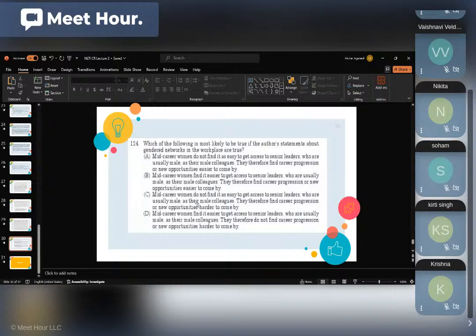Option C is correct because it says they do not find it easy and therefore career progression is harder to come by. All right. So in all, option C is the correct answer.